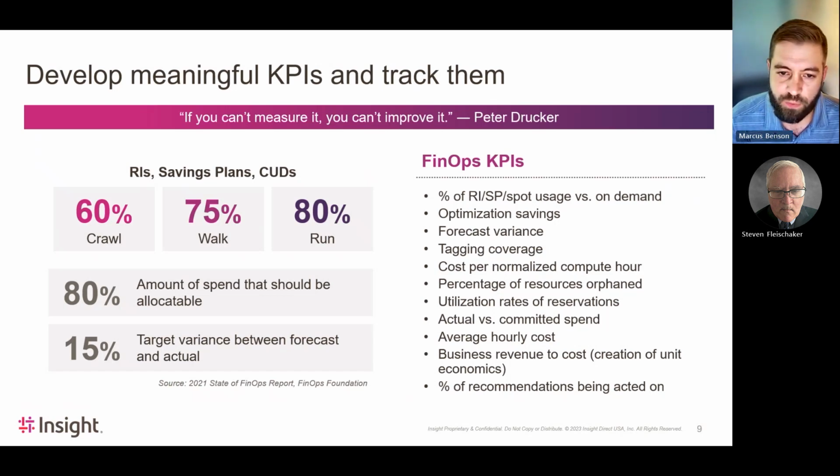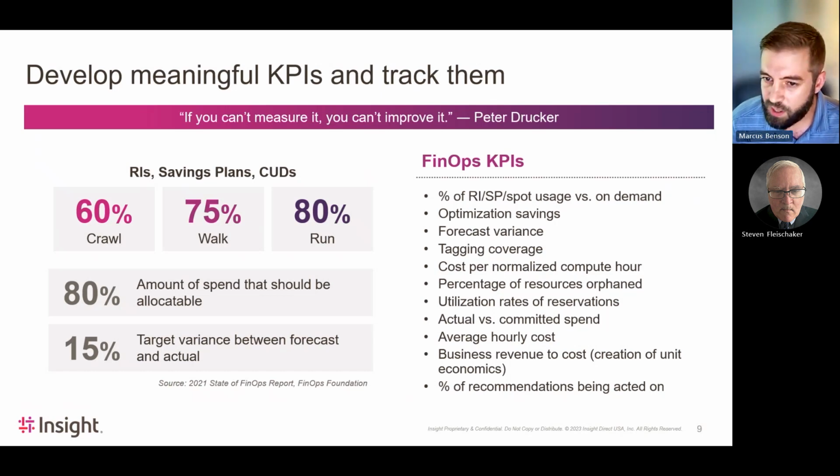So for an example, if you're a run stage customer, really mature, maybe you have an 80% coverage number, that's your KPI. If that coverage drops below 80%, that should trigger an action from a FinOps analyst or a cost optimization engineer to go out and look for new opportunities to top off those RI savings plans and spot instances to continue to drive better savings across your environment.